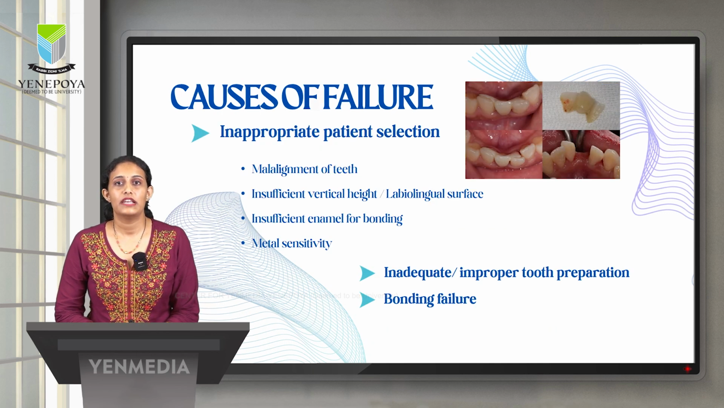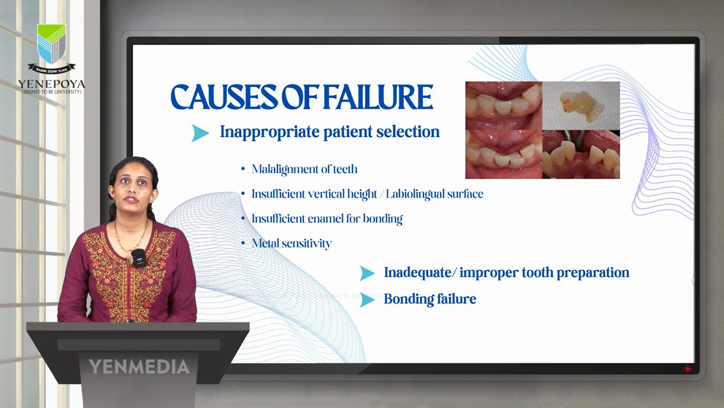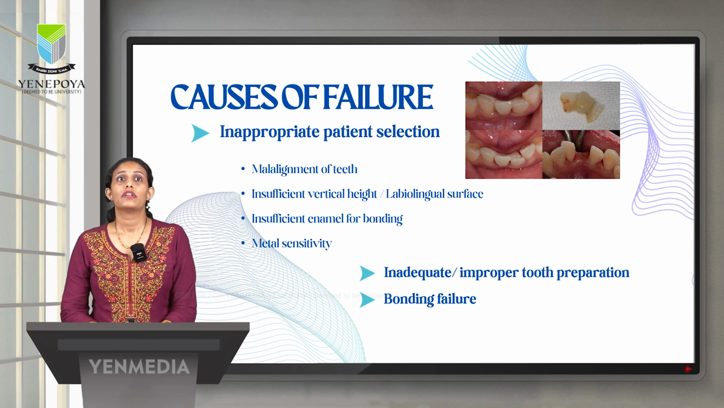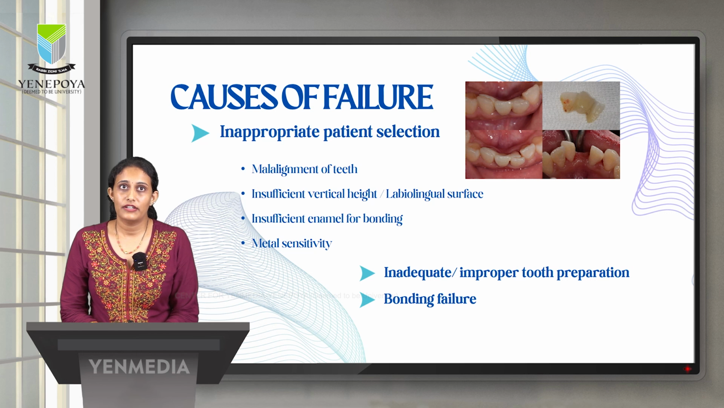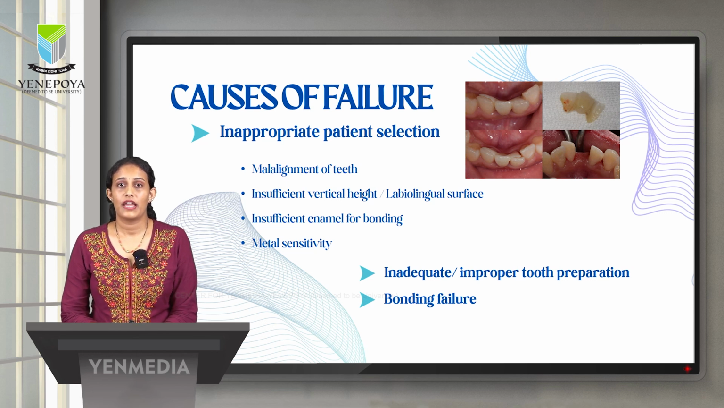Now why do failures happen in resin bonded bridges? There can be three causes. The first one is the inappropriate selection of the patient or the case, wherein there are malaligned teeth, there is insufficient enamel to be etched, there is insufficient vertical height or labiolingual surface, and the patient has metal sensitivity.